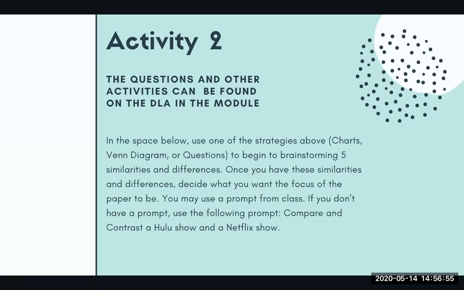So this could really be anything that you want. You can decide to compare and contrast two classes, or two books that you've recently read. If you have a prompt from class and you feel like, oh, maybe compare and contrast would be a good way to approach this essay to make it a little more interesting, feel free to test that out. But really, I just want you to practice thinking and finding similarities and differences between two things.